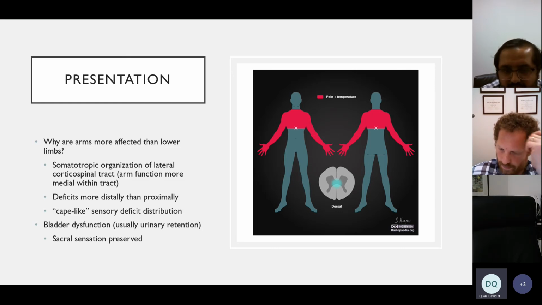This circle right here, representing a theoretical central cord syndrome, can vary in its size. The smaller it is, the fewer tracts are involved; the greater the area it covers, the more tracts can be involved. So if it starts small and grows in size, you can imagine that the tracts involving upper extremity motor function are impacted first, before the lower extremities. Bladder dysfunction is very common, and patients will tend to have urinary retention. However, sacral sensation tends to be preserved for these patients.